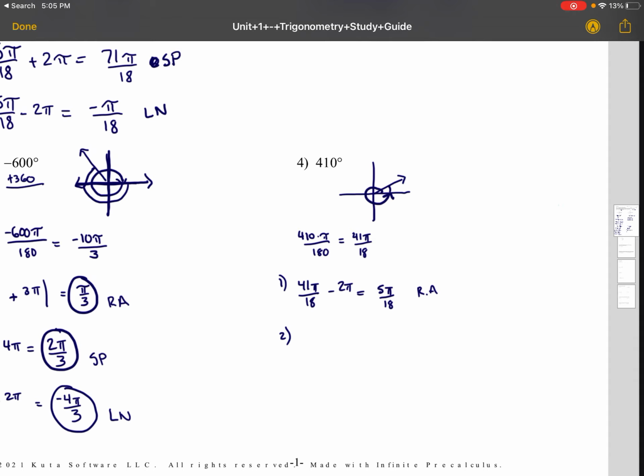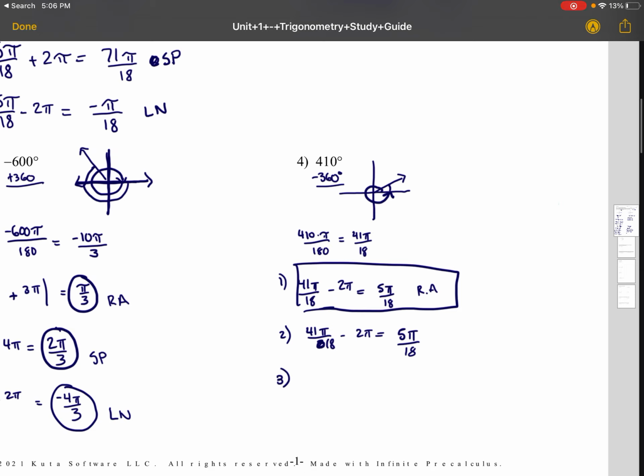The smallest positive coterminal angle, in this case, we can subtract 360. That's going to give us 50 degrees, but we already did that, right? We did it right here. So again, we do 41 pi divided by 18 minus 2 pi. That's the smallest positive coterminal angle, which also happens to be the reference angle, 5 pi over 18.